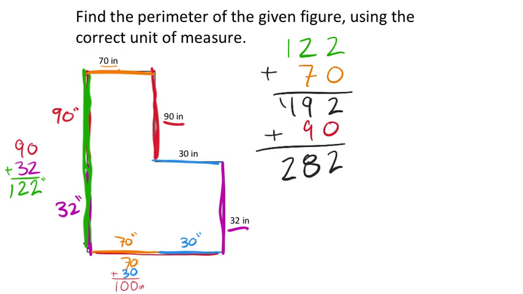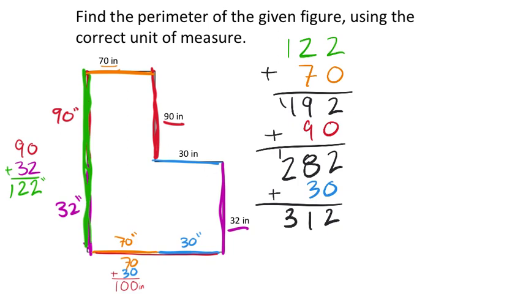Now we'll add the blue side length, which is 30 inches. So 2 plus 0 again is 2. 8 plus 3 is 11, carry the 1. 1 plus 2 is 3, 312.